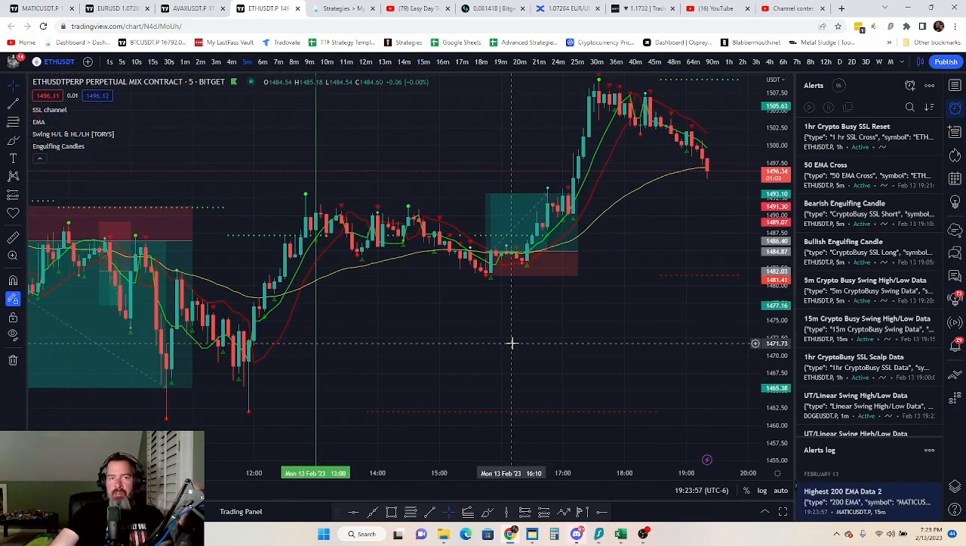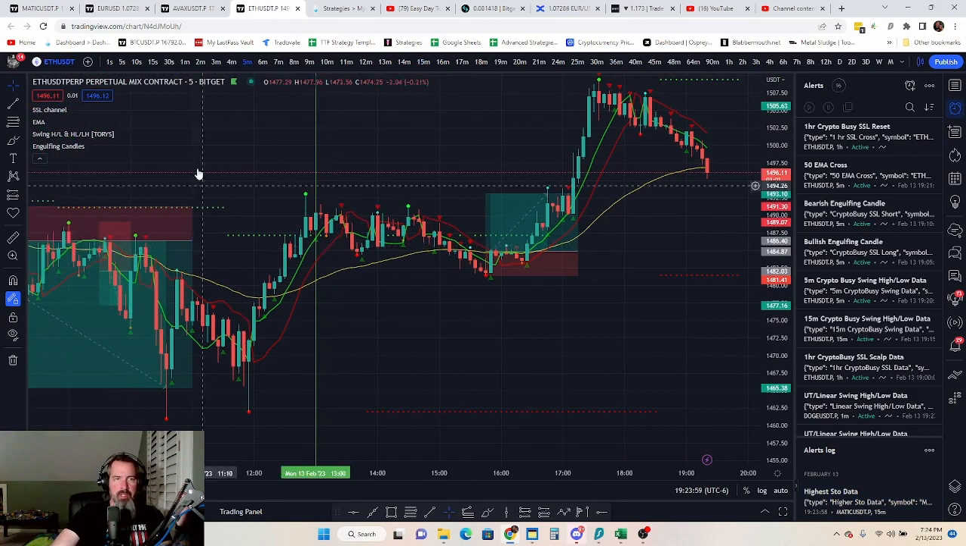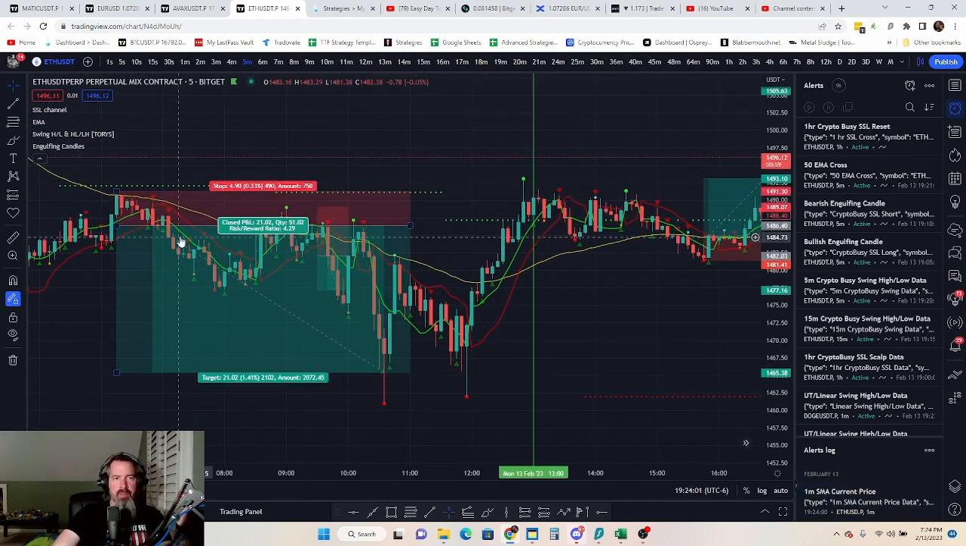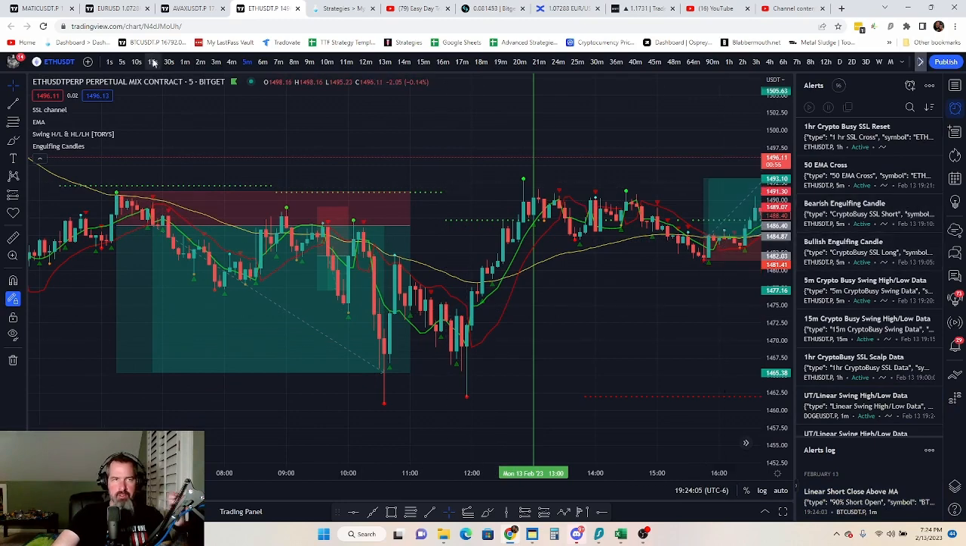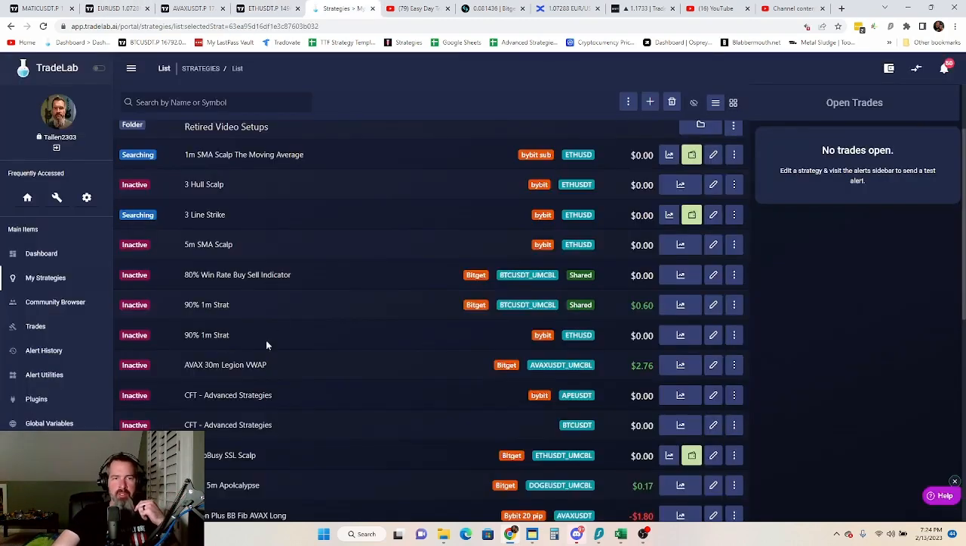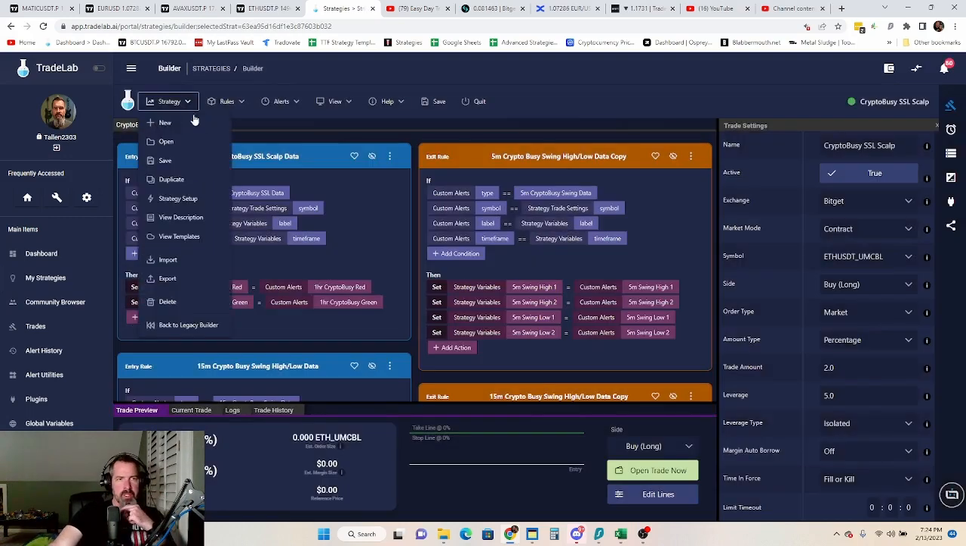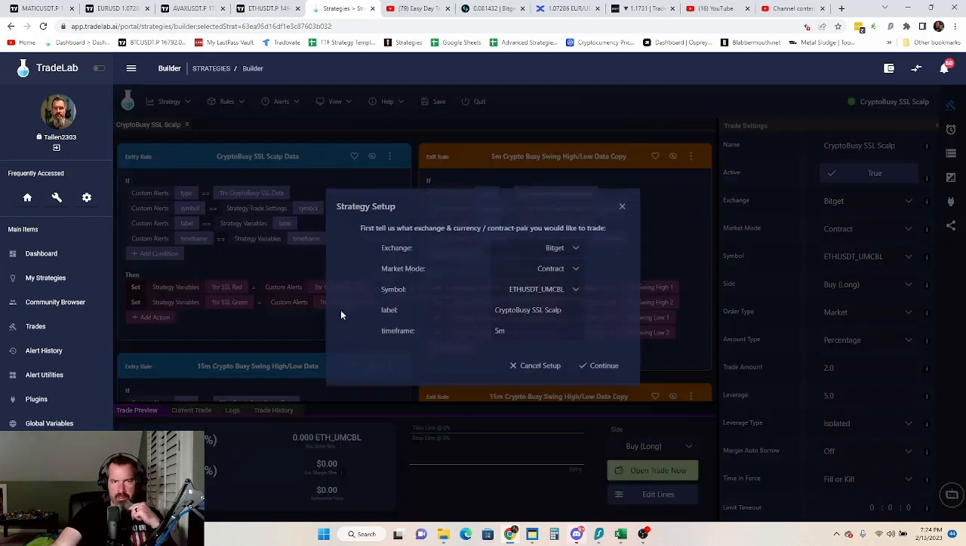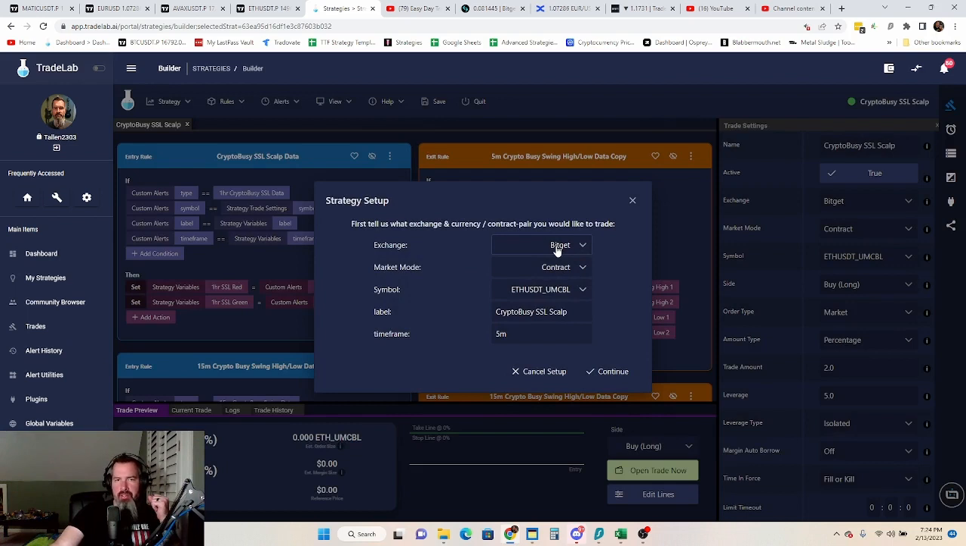So those are the rules. Very, very easy. Bearish engulfing candle is our trigger for the short, and bullish is our trigger for the long. Let me show you the strategy I built in Tradelab. When you look for it in the community browser later, it is going to be called CryptoBusy SSL Scalp. When you copy this, you're going to put in the exchange that you would like to use and the symbol. You could call this whatever you want. You don't have to call it what I call it.